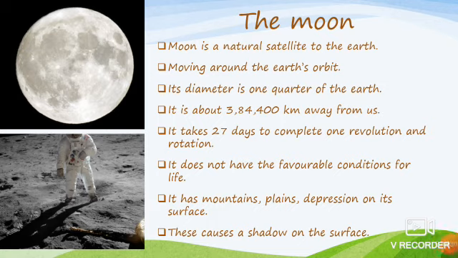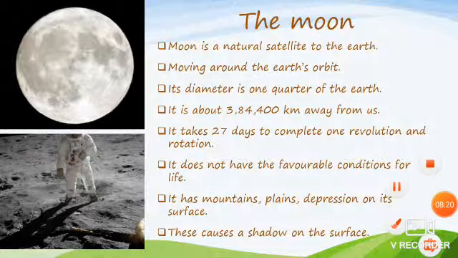You know one thing, students? Light travels at the speed of about 3 lakh km per second. Yet even with this speed, the light of the Sun takes about 8 minutes to reach the Earth, and the moonlight takes about 4 minutes to reach the Earth.